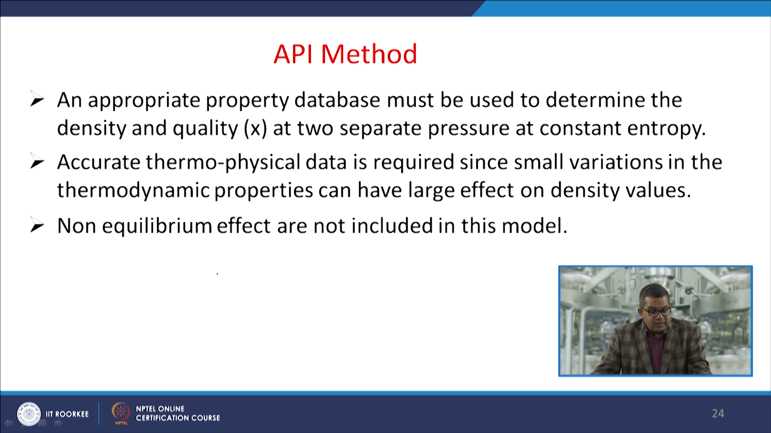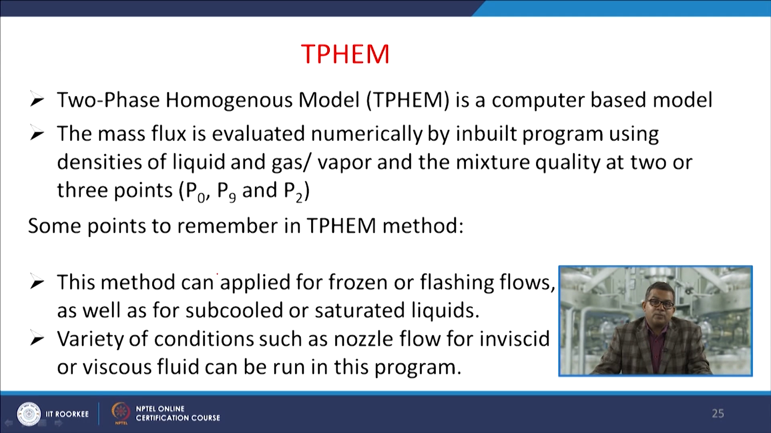The penultimate point is that accurate thermophysical data is required, since small variations in the thermodynamic properties can have a large effect on the density value. Now, this is again very crucial. The reason is that sometimes a small variation in any of the thermodynamic properties may have a large impact on the density. So, we need to be very careful while using this particular aspect. The last point is that non-equilibrium effects are not included in this particular model. So, we have to give due consideration to all those points while calculating this particular aspect.